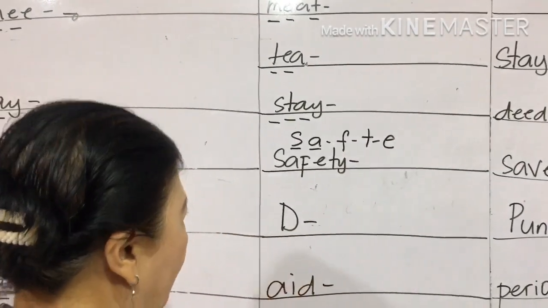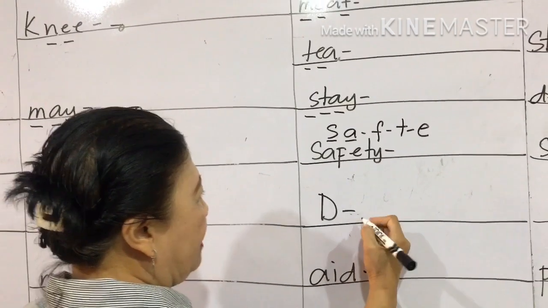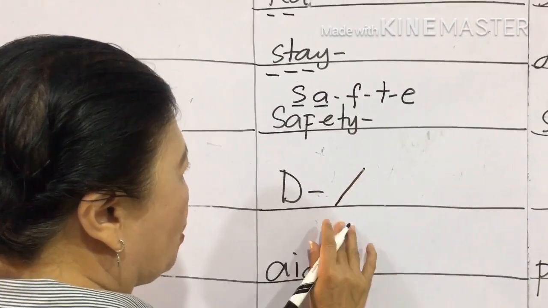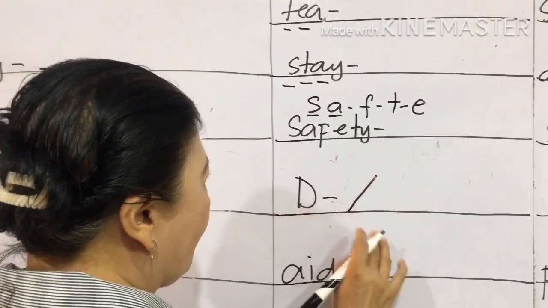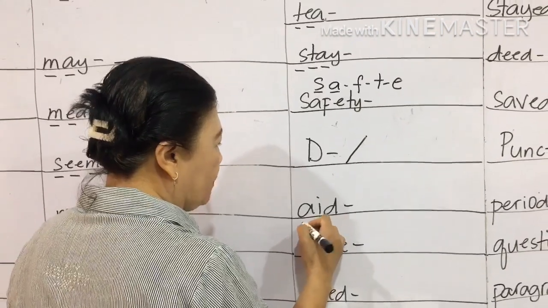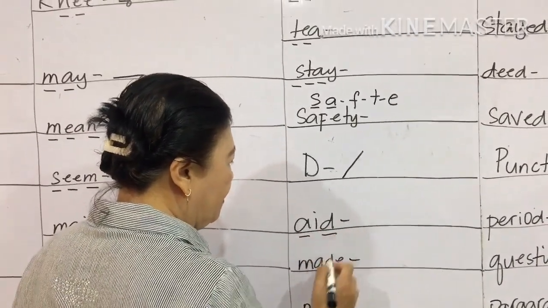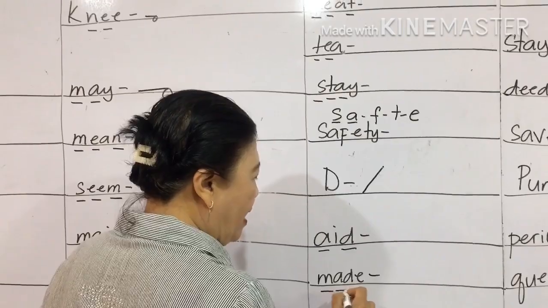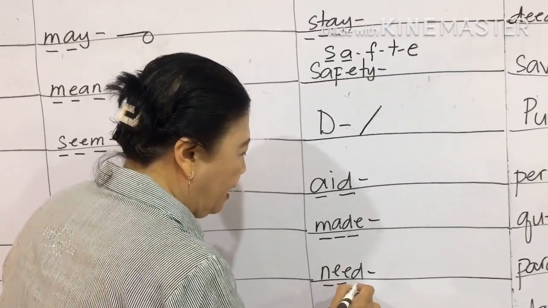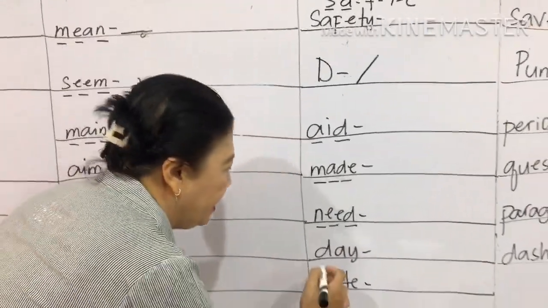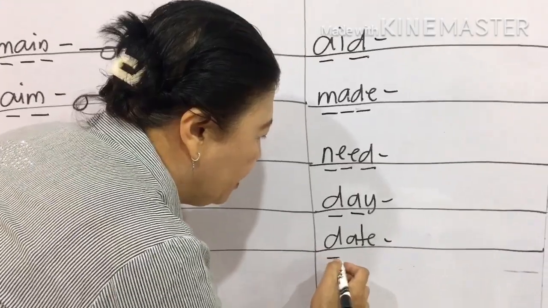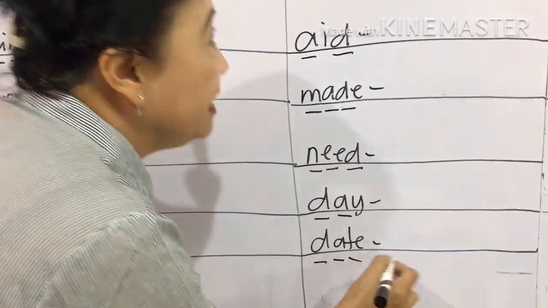Then some examples of the letter D. So the D is represented by an upward slant straight stroke, occupying only half the space. Then an example for the word ad. So we have A and D, then M, A, D. For the need, we have N, E, and D. For the day, we have D and A. Date, we have D, A, and T.